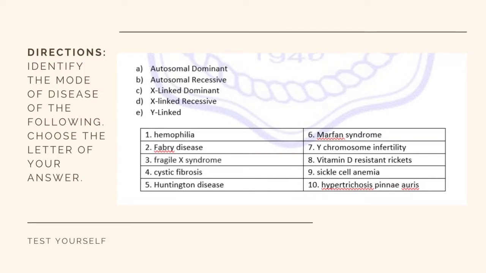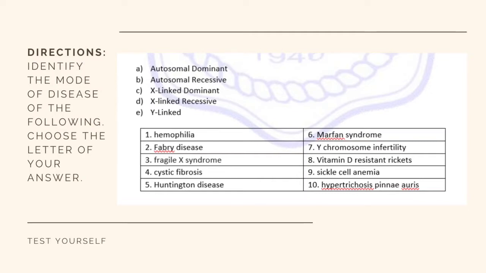Okay? So we have here different choices such as letter A is autosomal dominant, B autosomal recessive, C is X-linked dominant, D is X-linked recessive, E is Y-linked. Okay, so we do have here also different diseases and syndromes. All you need to do is identify the mode of disease ng different syndromes and diseases na to. Okay, so with that, dahil nga hindi tayo mag-meet today, I'm going to give you the answers.